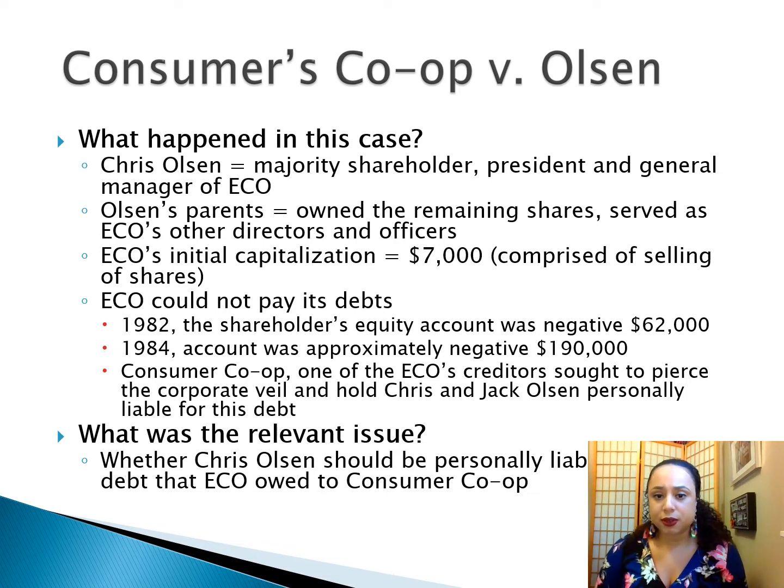And so at a certain point, ECO could not pay its debts. In 1982, the shareholders' equity account was negative $62,000. In 1984, the account was approximately negative $190,000. As a result, ECO was in an unfortunate position where the company was not able to pay its existing debts. And so Consumer Co-op, one of ECO's creditors, sought to pierce the corporate veil of ECO to hold Chris and Jack Olson personally liable for the debt.